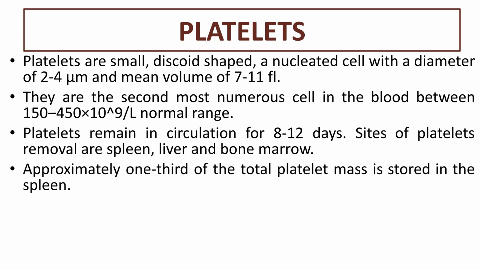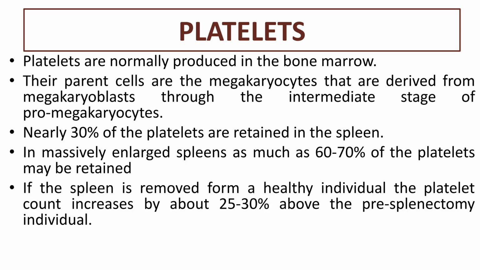Platelets are small, discoid-shaped anucleated cells, typically 2 to 4 micrometers in diameter. They are the second most numerous cell in the blood, with a normal range of 150 to 450 times 10 to the 9 per liter. Platelets are produced in the bone marrow from megakaryocytes, which originate from megakaryoblasts.